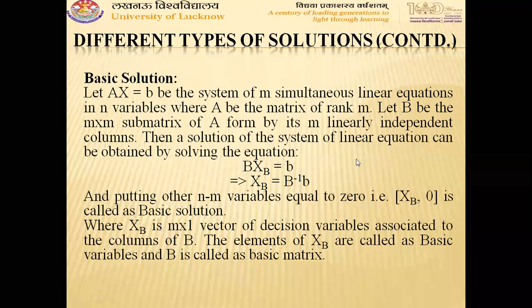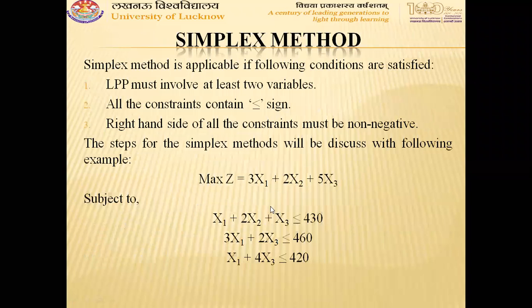Then by solving the system of linear equations B xb = b, which gives xb = B inverse b, and we put the other n minus m variables equal to 0. Then the solution (xb, 0) is said to be a basic solution. It will be more clear with the help of an example. xb is an m cross 1 vector of decision variables associated with the columns of B, and xb is called the basic variables, whereas capital B is called the basic matrix.